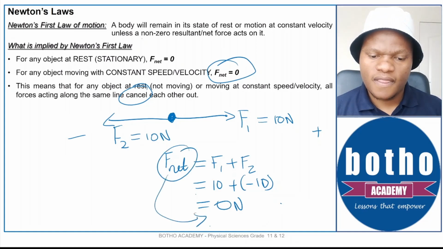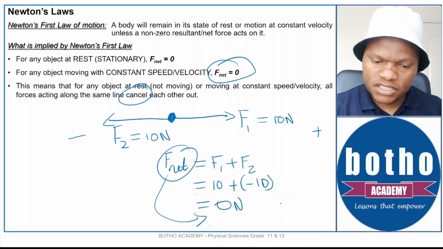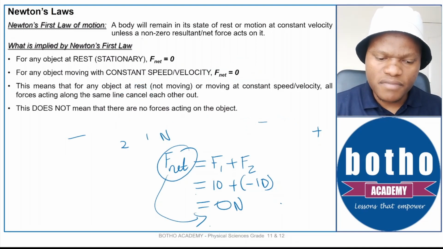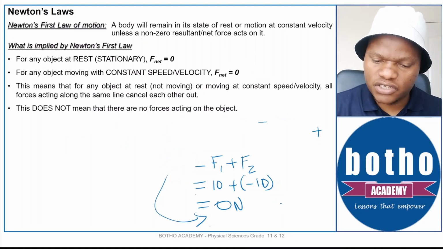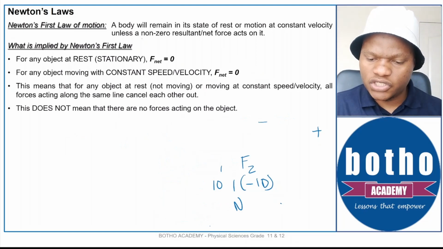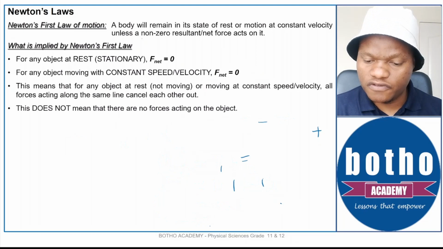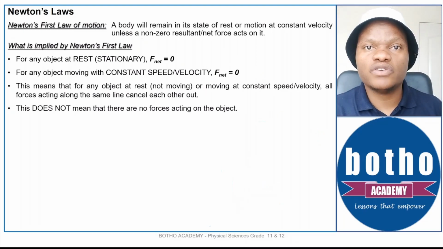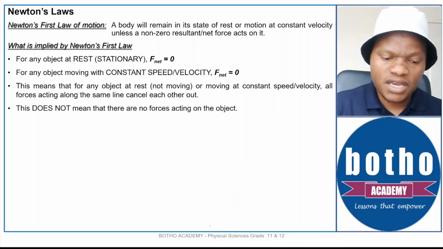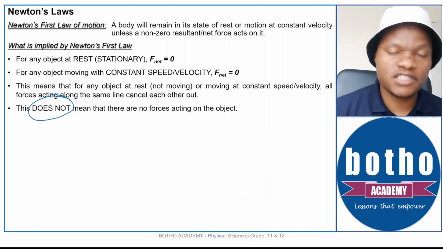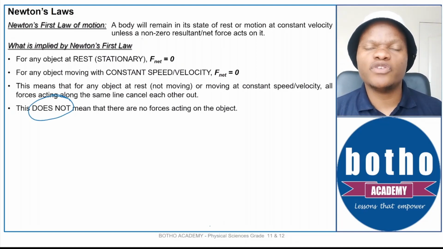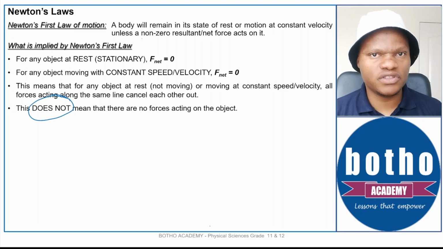0. Okay. You will see even in my next point here, what I've explained is that this does not mean that there are no forces acting on the object. When an object is not moving, or when an object is moving at a constant speed or a constant velocity, that does not mean there are no forces acting on the object. Hence, I wrote this even in capital letters. Please remember that. When we say F net is equal to 0, we are not saying there are no forces acting on the object.